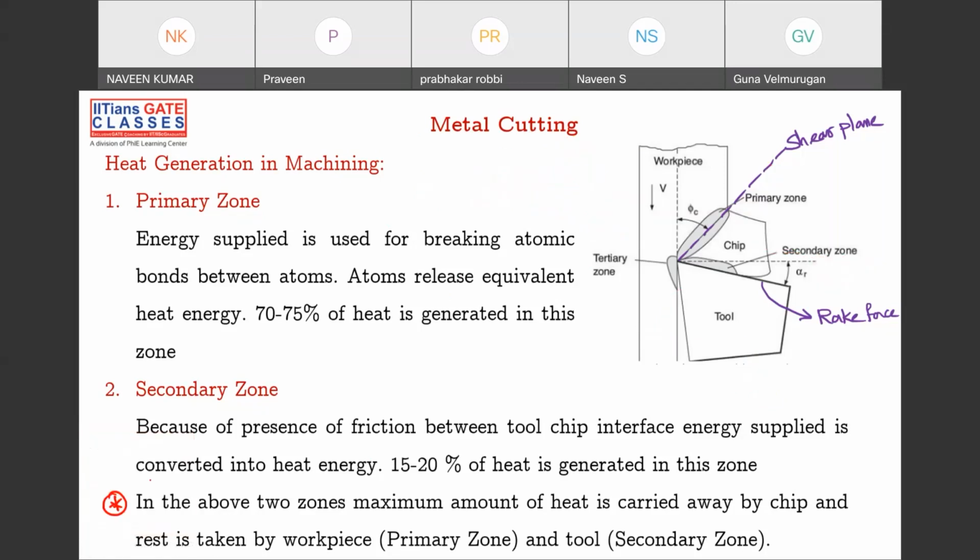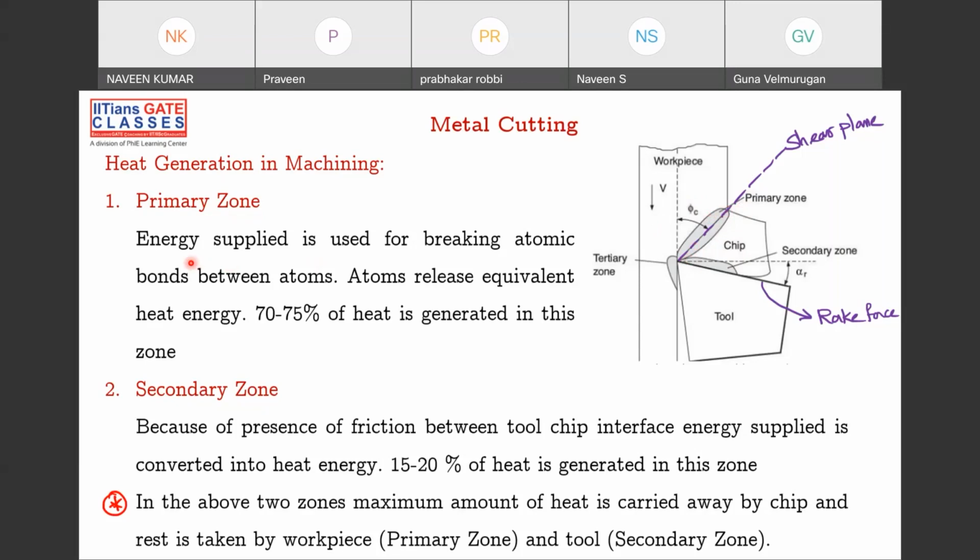Fine. Now the chip is trying to shear. And what is happening here? Atoms are breaking. It means that the chip is trying to shear, or the layers of material are getting sheared in this plane. It means that atoms are getting destroyed, torn off, sheared off. In the sense, it is generating a huge amount of temperature. So maximum temperature is generated in this place between workpiece and chip, at or near the shear plane. And that zone is known as the primary zone.